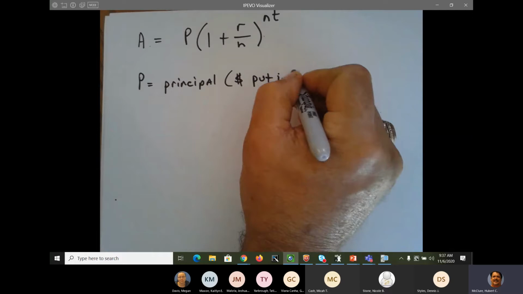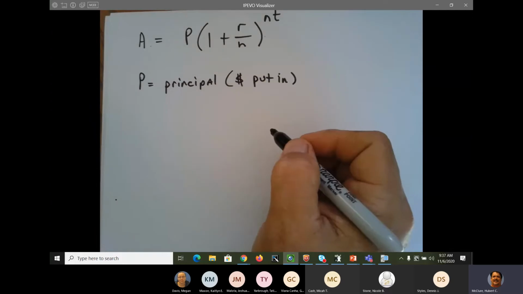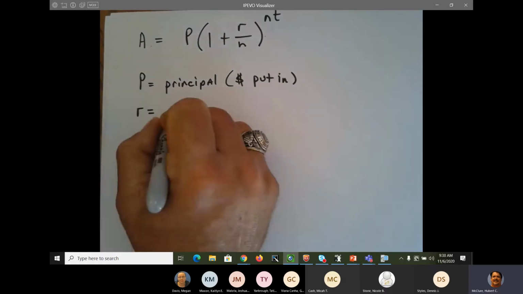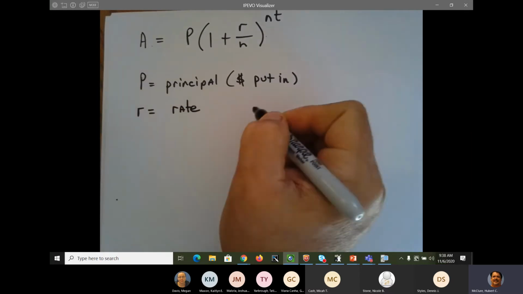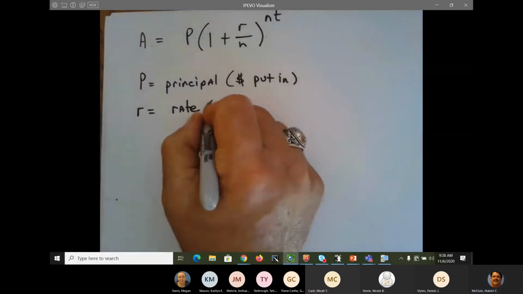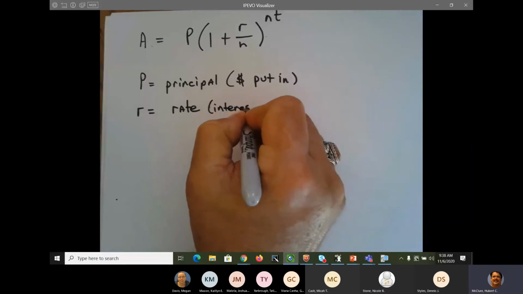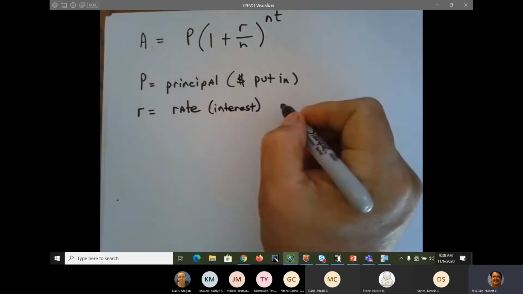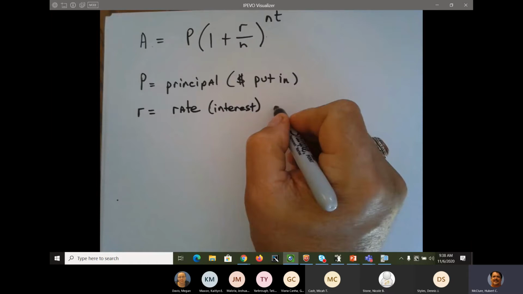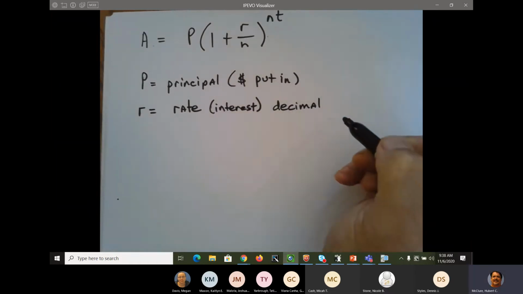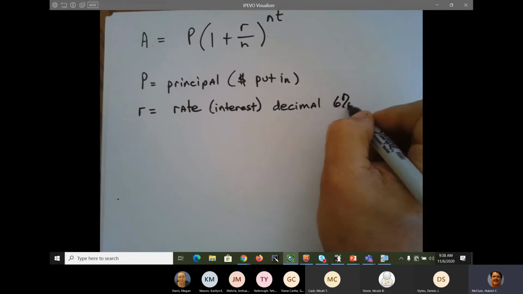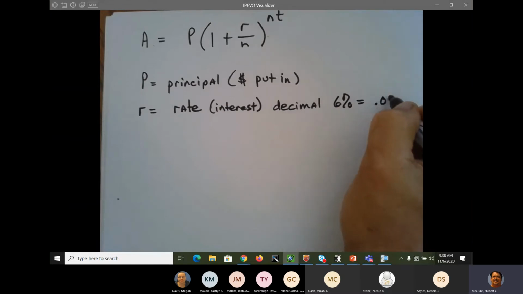So if you put in $500 in a savings account, your P is $500. R is the rate that they give you at the bank, the interest rate. And it's always as a decimal. So 6% would be 0.06.